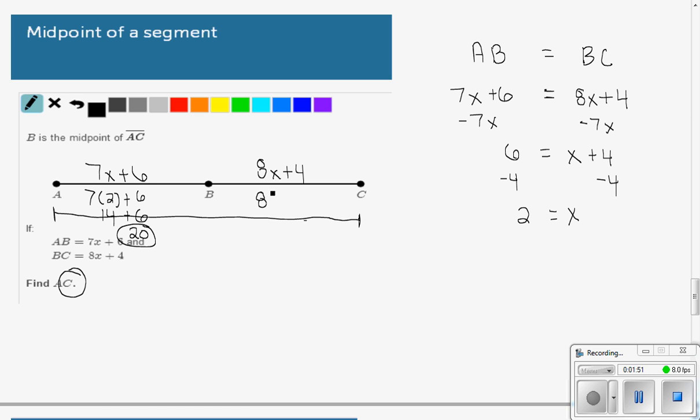Okay. 8 times 2 plus 4. So 8 times 2 is 16, plus 4 is also 20. We expect to get the same value since B is in fact the midpoint. The two sides should be equal. So if AB is 20 and BC is 20, we want to find AC. So we just add those two together. So 20 plus 20 gives me 40 units. So AC in this case is 40 units.